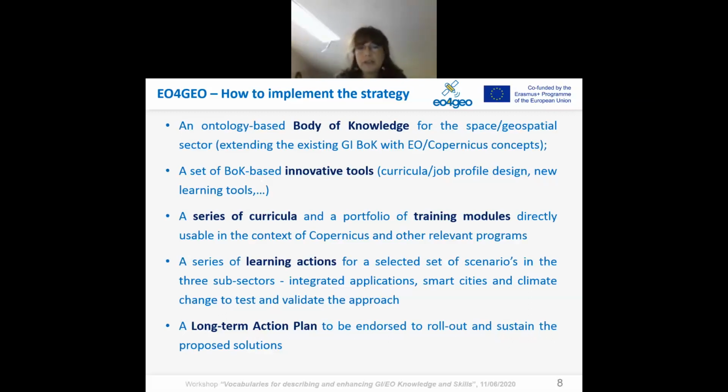To ensure this, we have already started to develop a long-term action plan that is planned to be endorsed also at an institutional level to guarantee an effective rollout and sustainability of the proposed solution.